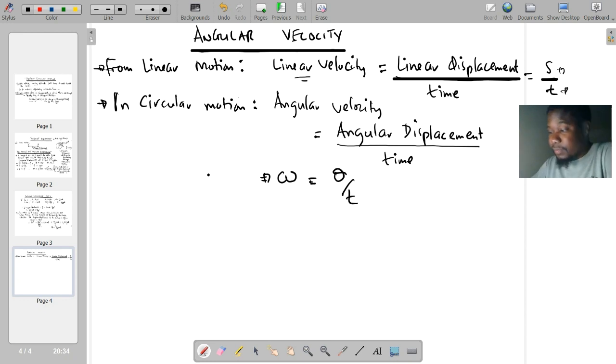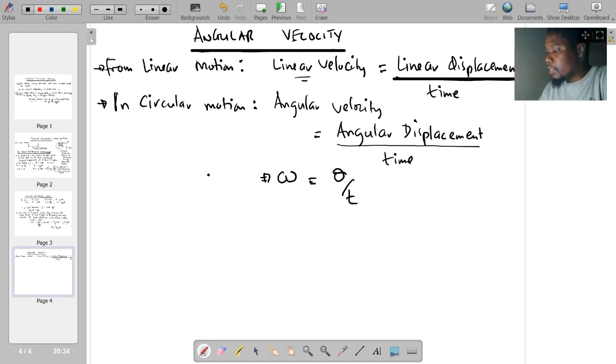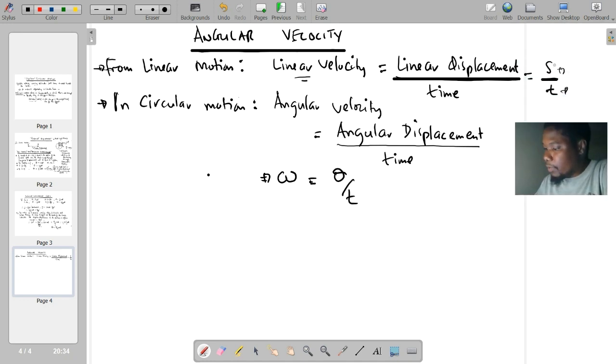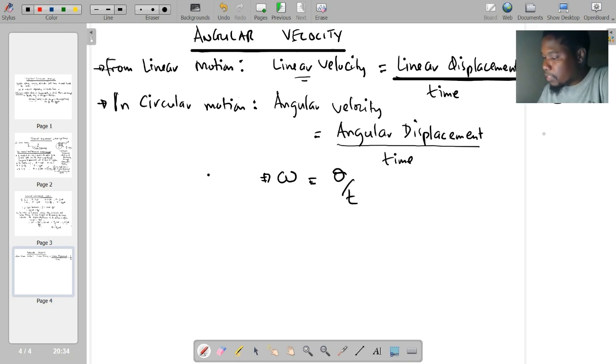So this is the formula for finding angular velocity: omega is theta over time. And remember, linear velocity is s over t. Just remember that. So we'll keep it here. Omega is theta over time, and v, which is linear velocity, is equal to s over time.